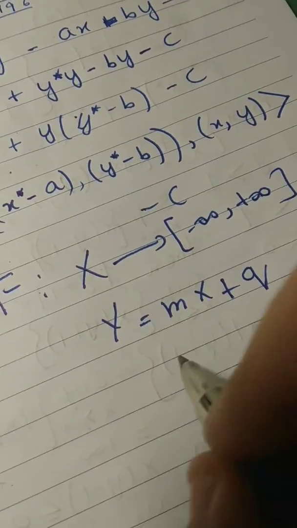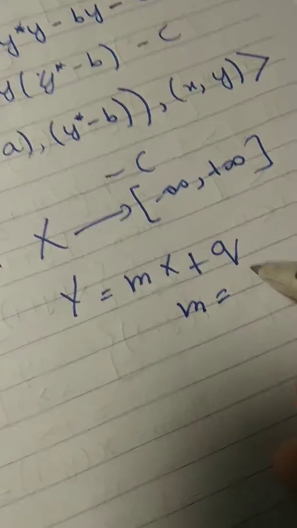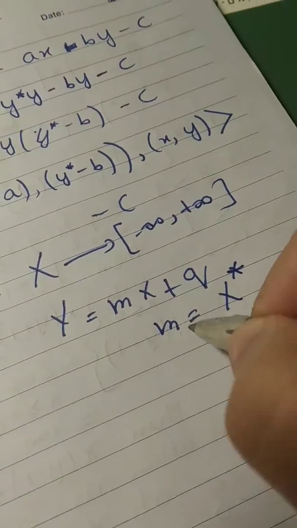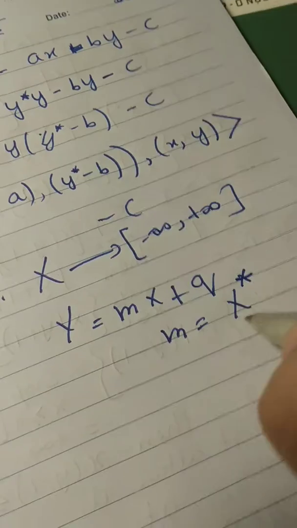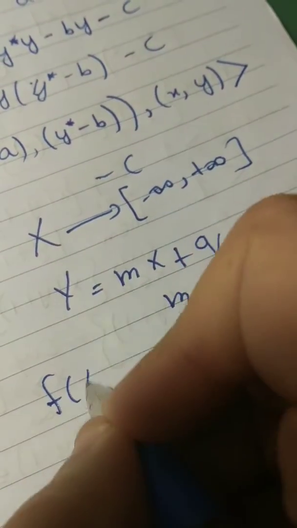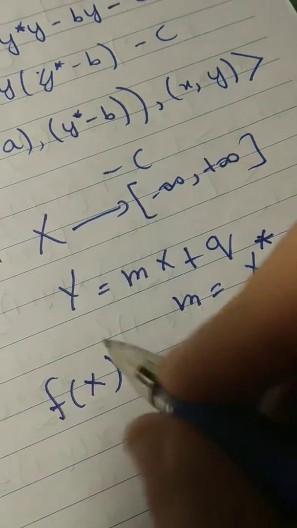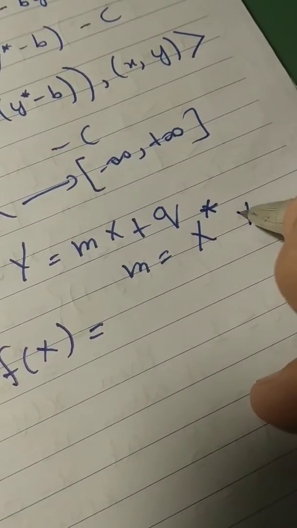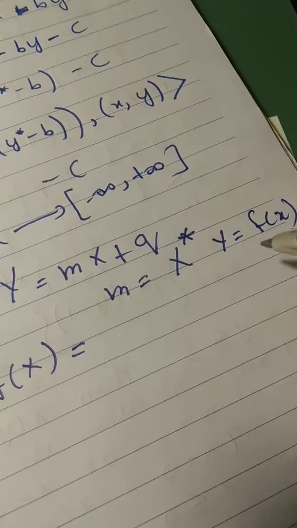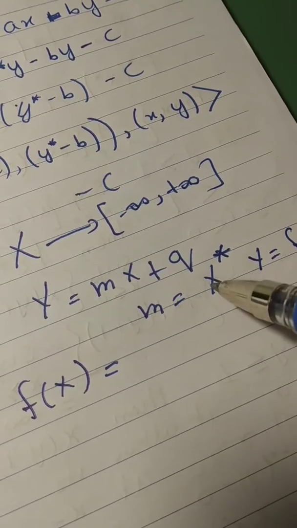Suppose we take m equal to x star. We take the slope equal to x star. If we have a function f(x), we take y equal to f(x). So the y-intercept, we took equal to f(x), and the slope we took equal to x star.